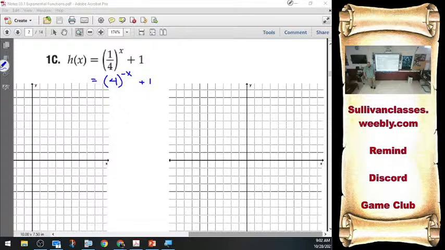Treat this as that, right? And just flip it, which means it'll be a horizontal reflection of the original 4 to the x. I'm also going to have a vertical translation where we're going to head up 1. So that asymptote that was at 0 is now up 1. I just do my powers from that asymptote. 1, 4, 16, 1/4, 1/16, and so on.